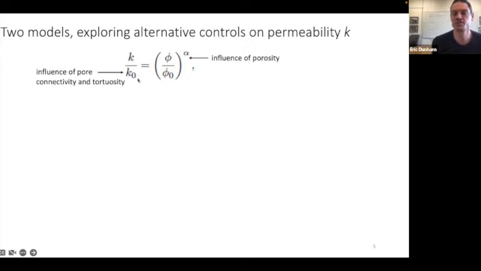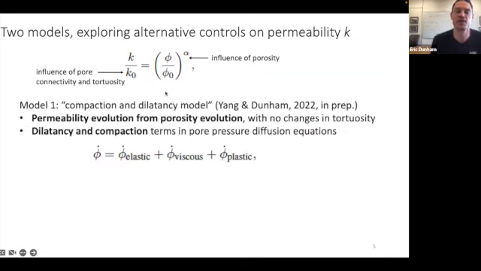So the question is, when you think about permeability evolution, is it because that pore structure is changing with relatively constant porosity, or is that structure fixed and it's the porosity that's changing? And so that leads to two end-member cases. The first model that I'll present, which has not yet been published, but we're imminently about to submit it, I'll call the compaction and dilatancy model.